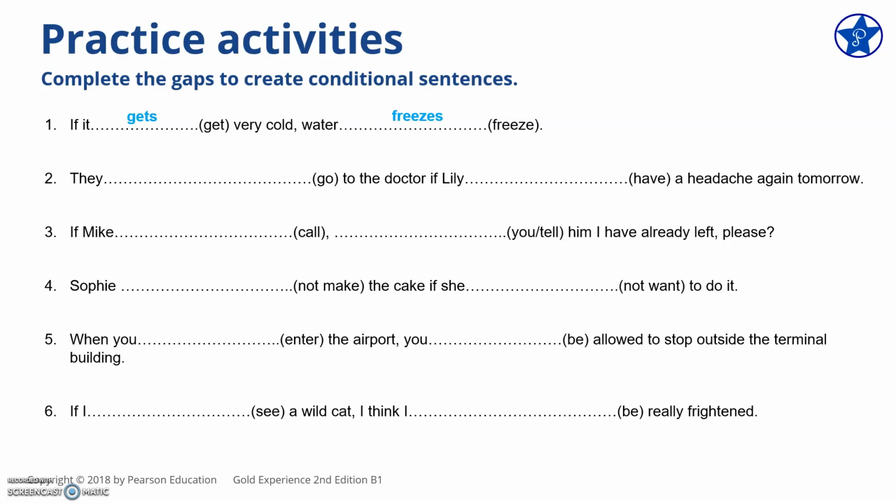They, banana, to the doctor. If Lily, banana, a headache again tomorrow. Okay, so this is about future. Tomorrow, that's future. And is it possible? I mean, well, yeah, of course you can go to the doctor. So, possible about future. This is going to be the first conditional. So, watch out. It doesn't start with if, so we need to start with will. They will go to the doctor if Lily has a headache again tomorrow.